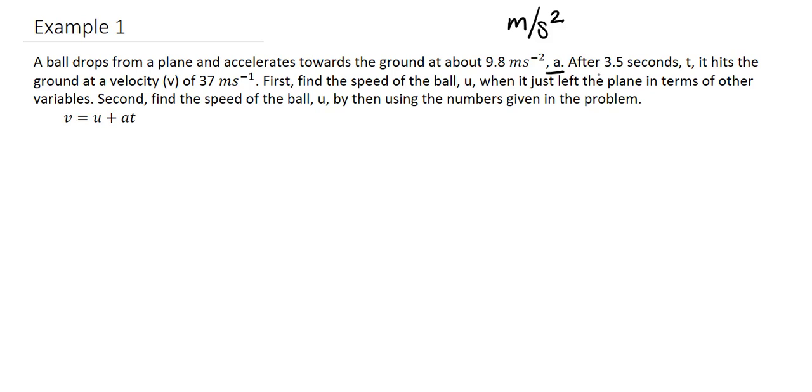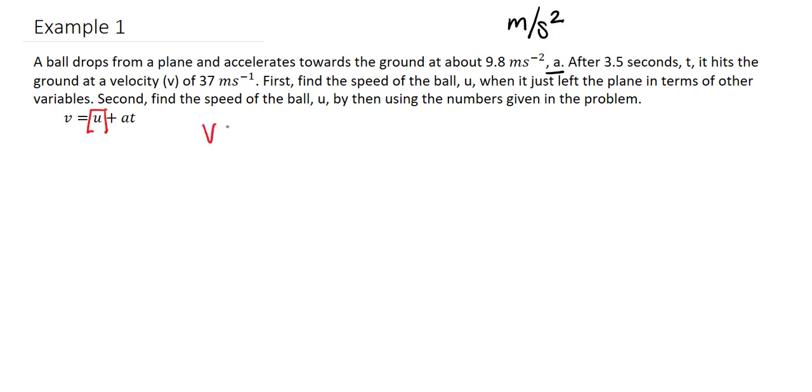First, find the speed of the ball u when it just left the plane in terms of the other variables. Second, find the speed of the ball, the u, by then using the numbers given in the problem. So our problem is asking us to find u in terms of the other variables first. Let's do this like we've done before. So we have v equals u plus at.